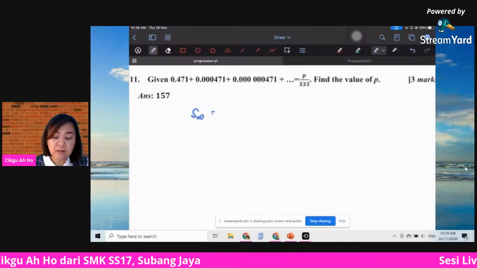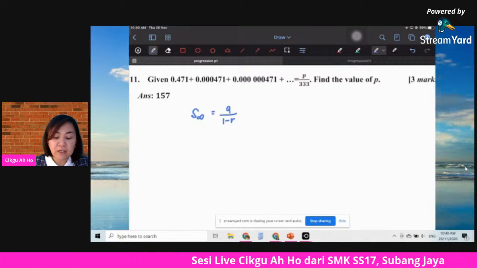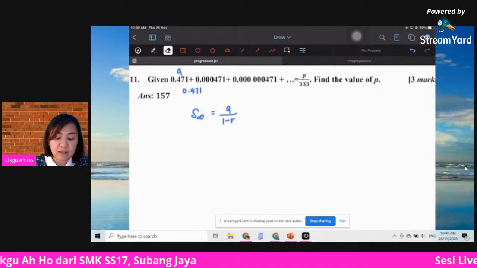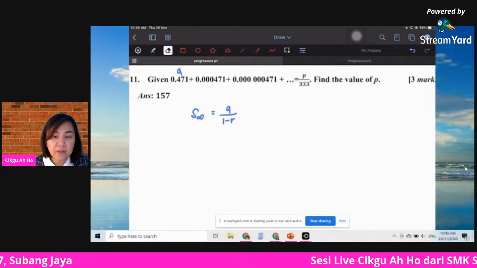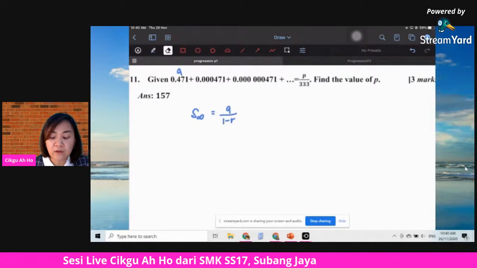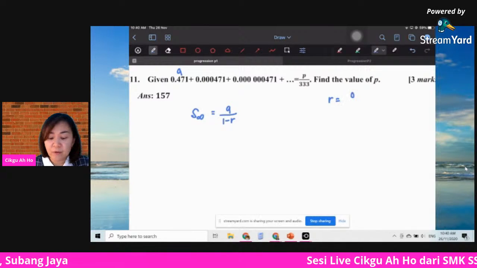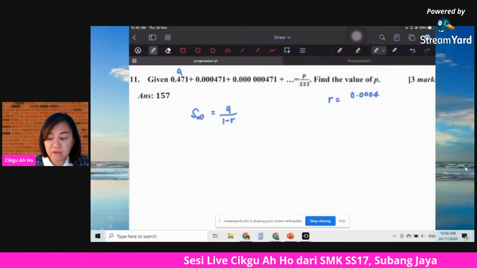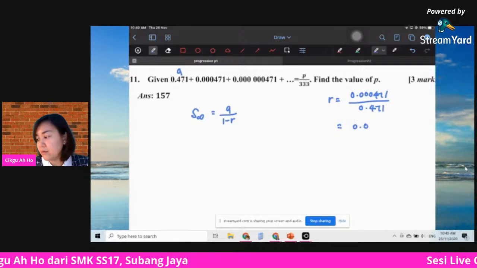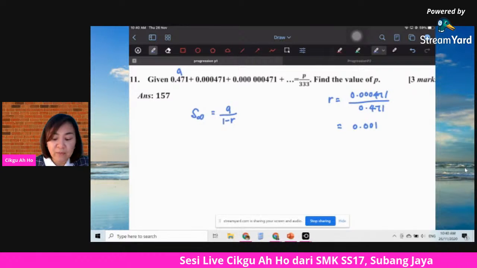Okay, this one, A over 1 minus R. For the progression, actually this one is A, 0.471. This is your A. Okay, the second one is your what? This is a recurring decimal. This is your R, right? So you want to find your R, which is the second term divided by the first term. So it's 0.000471 divided by 0.471. So your R is 0.001.